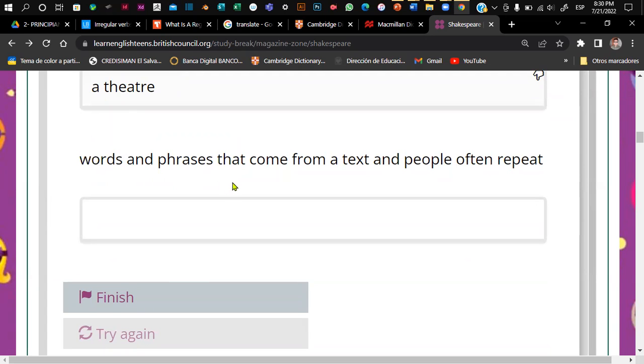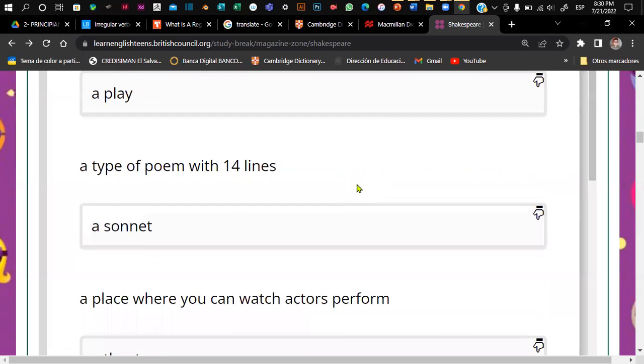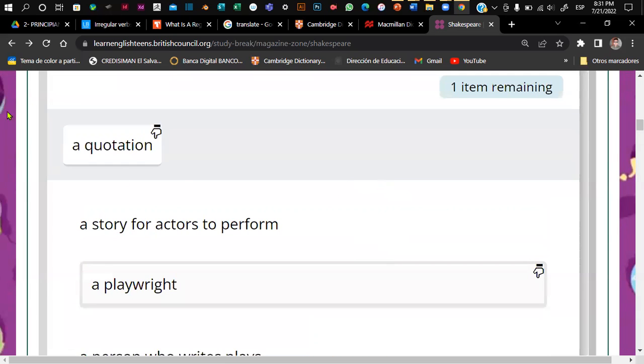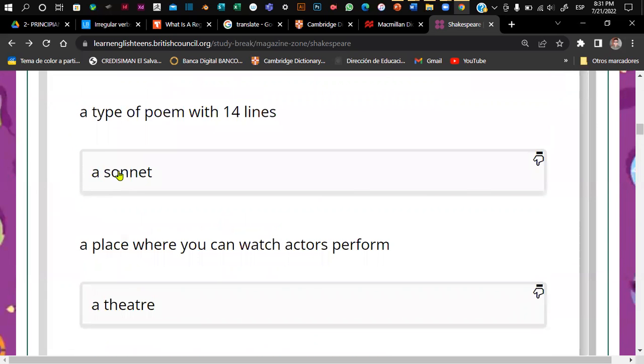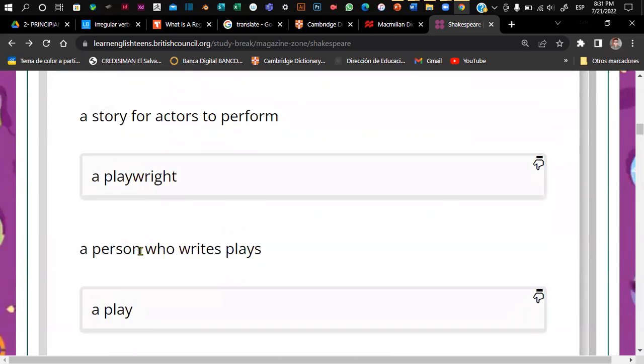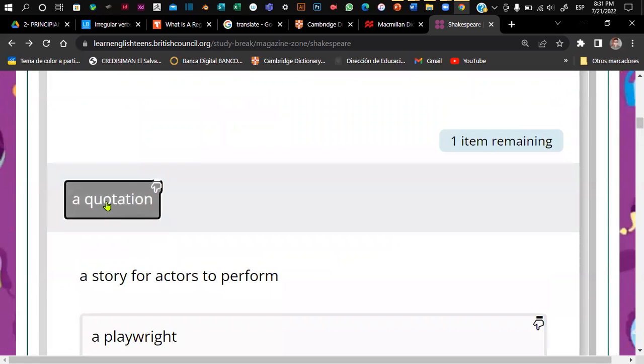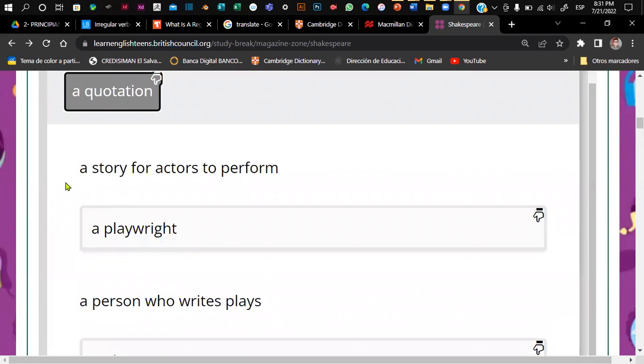Words and phrases that come from a text and people often repeat. Okay, words and phrases, palabras o frases, phrases that come from a text and people often repeat. Okay, good. And the last word that is there is? Sonnet. No, sonnet is already placed. Ya se puso sonnet. The final word that is there is quotation.